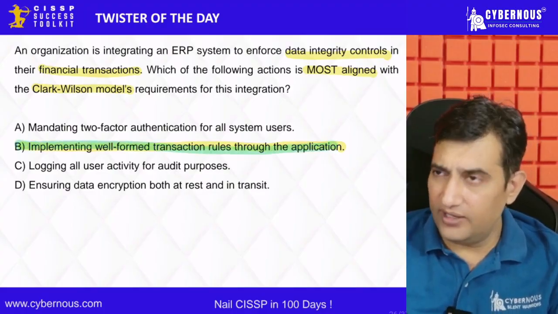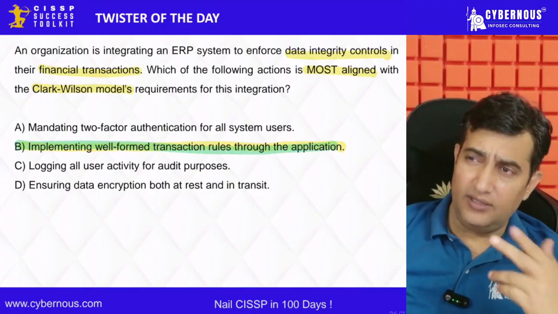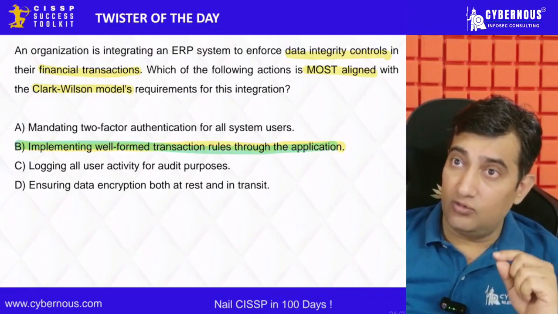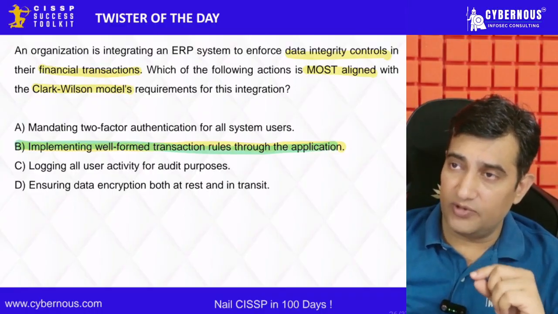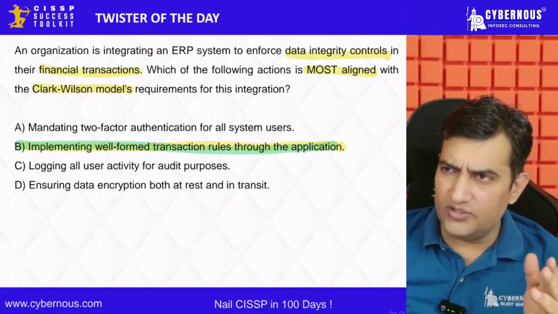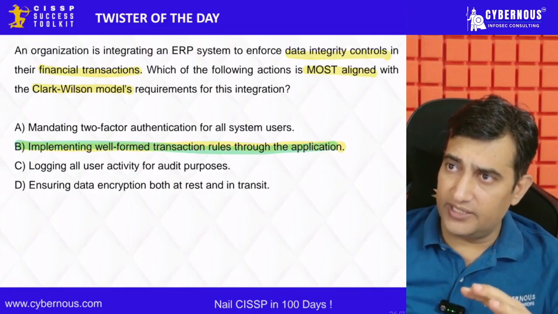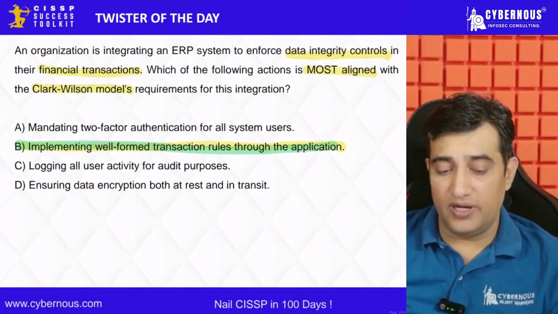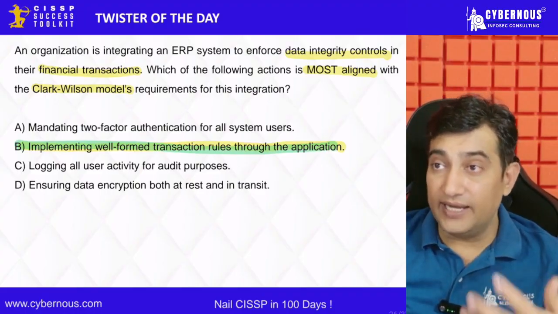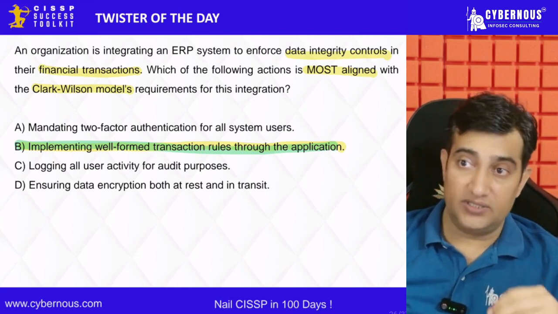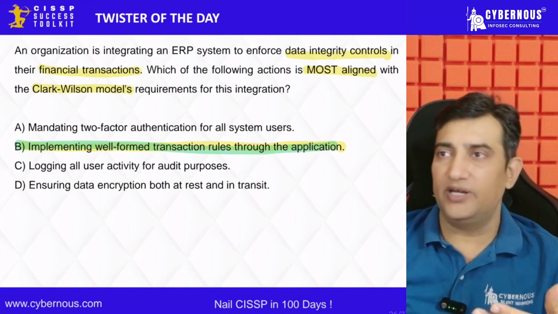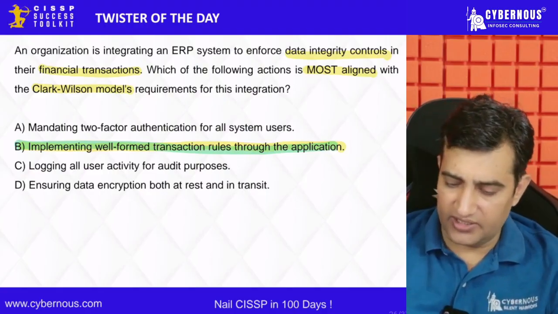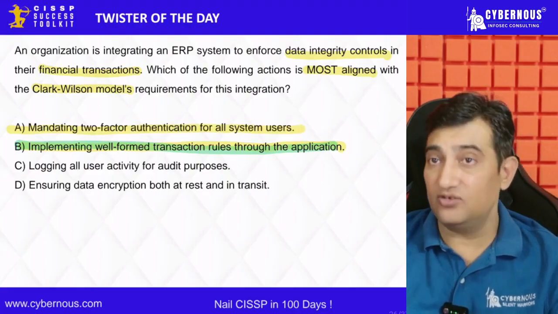Let's also review why the others are not right. Option A, mandating two-factor authentication for all system users. There is no mention of two-factor authentication in the entire Clark-Wilson model. This model is more based on the integrity of the data actually being submitted to the database. So nowhere is two-factor authentication there, and we are going to eliminate this option.